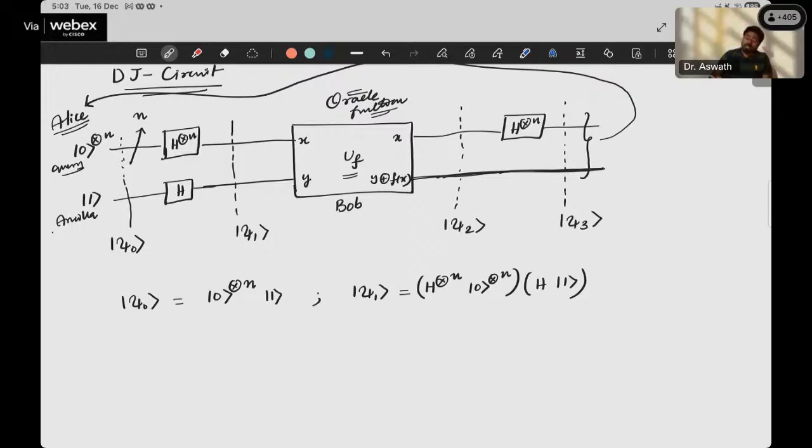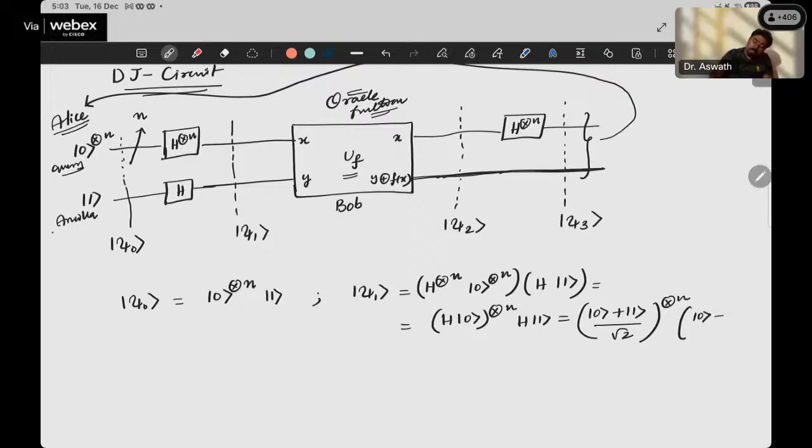Now, what is psi 1? Psi 1 is very simple. Let me write it down here. There is a tensor power n, which you can put outside. The overall state is tensor n and H acting on 1. So it is going to be a superposition of (0 plus 1) divided by square root of 2, overall tensor n, multiplied by (0 minus 1) divided by square root of 2.